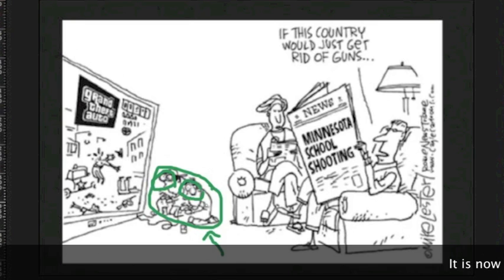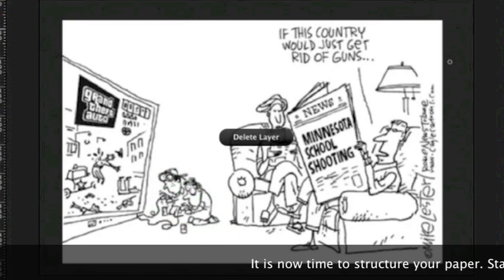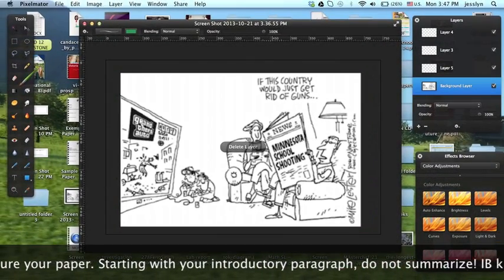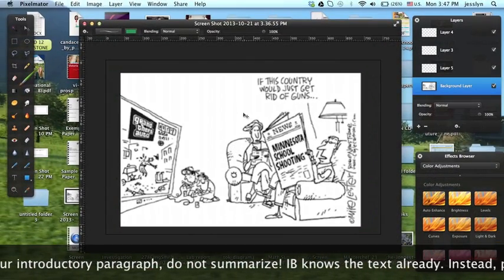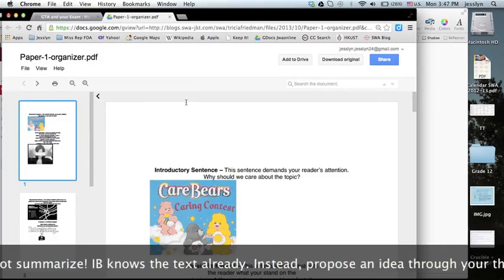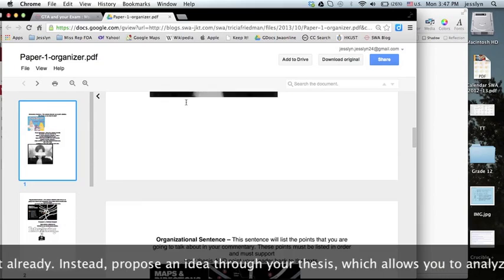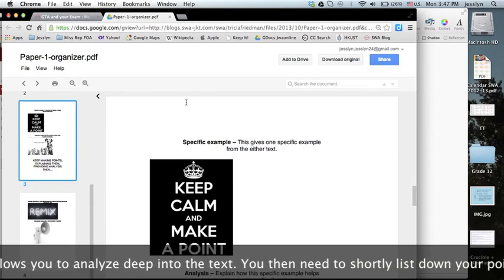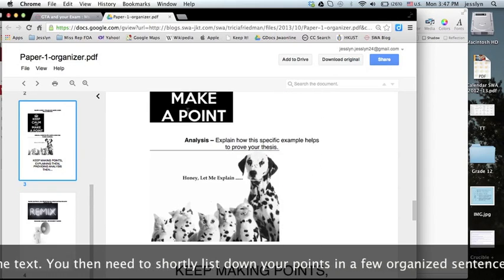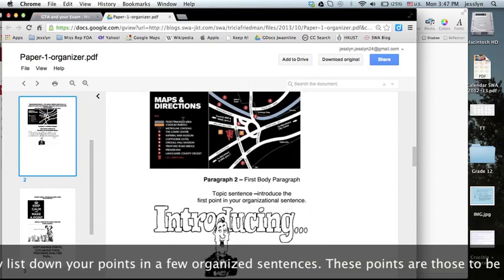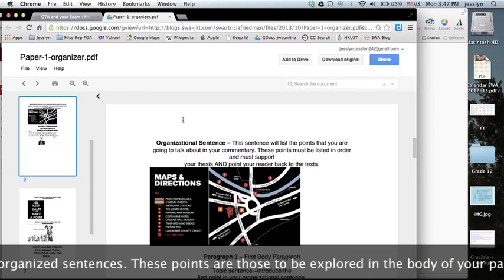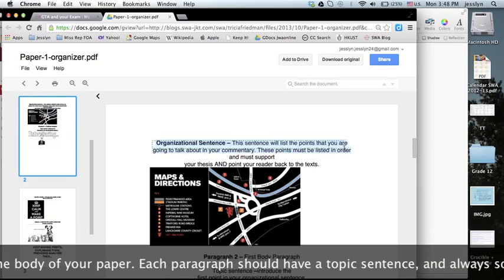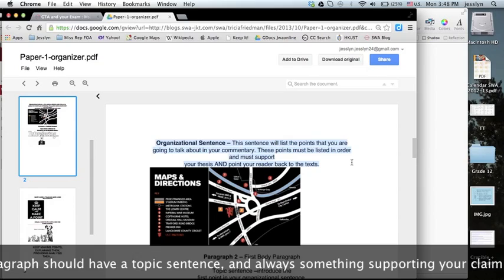After compiling enough analysis, it is now time to structure your paper. Separate ideas into paragraphs and write a rough outline to make sure you keep on track. Starting with your introductory paragraph, do not summarize. IB knows the text already. Instead, propose an idea through your thesis, which allows you to analyze deep into the text. And then you should shortly list down your ideas in a few organized sentences. These points are those to be explored in the body of your paper.